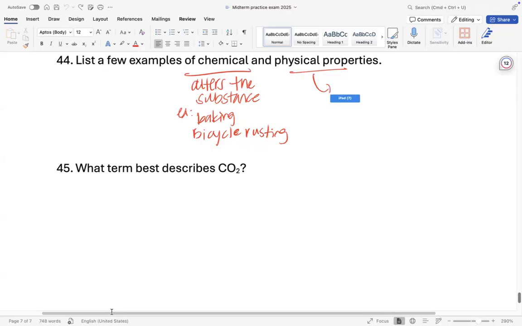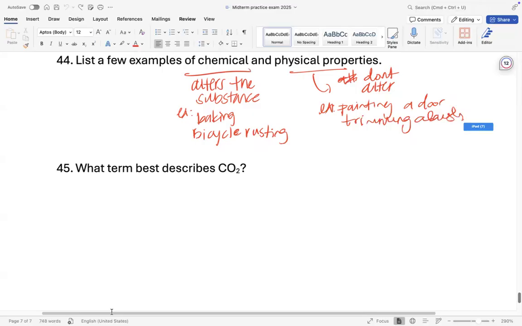All right, physical properties don't alter the substance chemically. So the examples: painting a door, trimming a bush. That's really ugly, a bush. Melting or freezing.